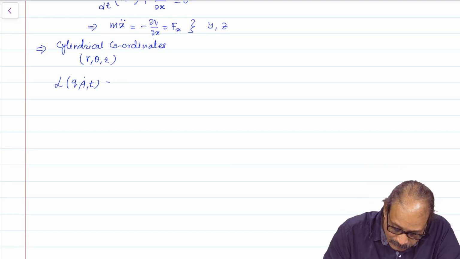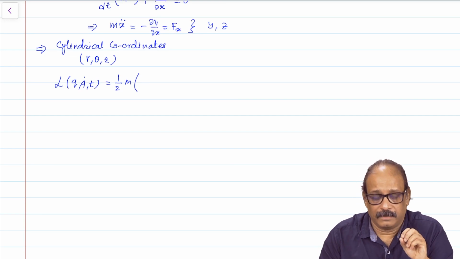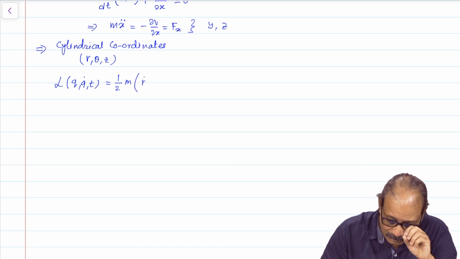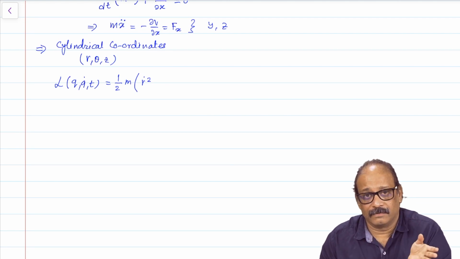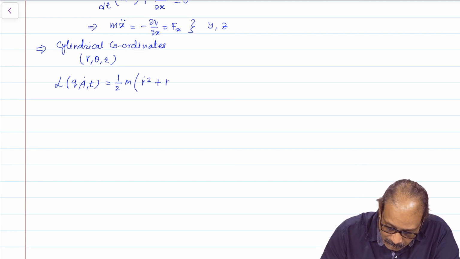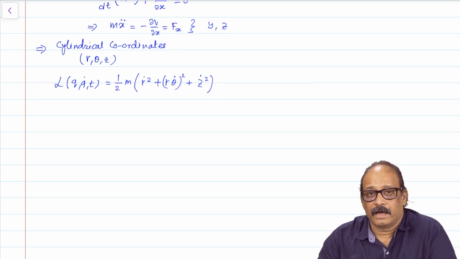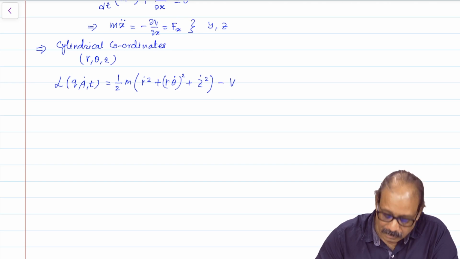This is equal to kinetic energy. How would I write kinetic energy? Oh, we already know. The radial velocity is just r dot, so r dot square plus, what is the tangential velocity? That is r theta dot. So, that is plus r theta dot square, and plus z dot square, and minus V.